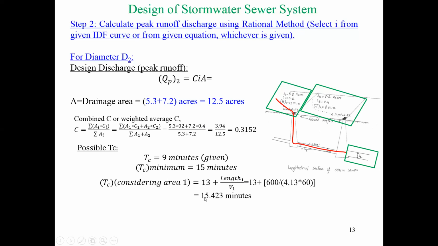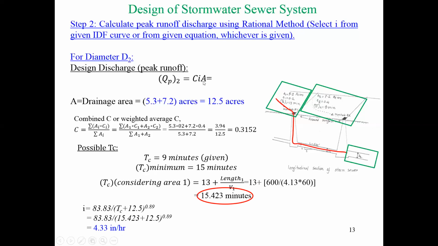So basically we will get 15.423 minutes. Like from farthest point to this point, it will take 15.42 minutes. And obviously that is the maximum among these three. So we will use this one as possible time of concentration. So if we use that value here, 15.423, we will get I equals 4.33.